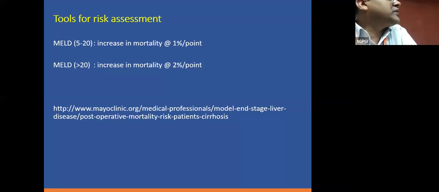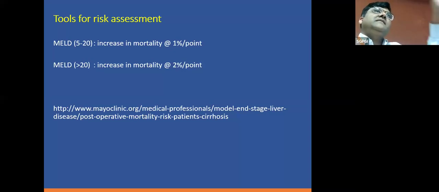If MELD is between 5 and 20, mortality increases by 1% for each point increase. So if MELD score is 7, suppose a person is undergoing cholecystectomy and say the general risk of death is 5%, say it is too high, I know, but it is 5%. So you have to add the points beyond 5: 7 minus 5 is 2, plus the 5% baseline, so 7% will be the risk of death. If MELD is say 20, from 5 to 20 is 15 points. So 15% due to MELD and 5% baseline due to cholecystectomy. So 20% is the risk of death.